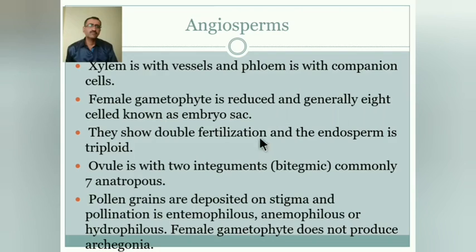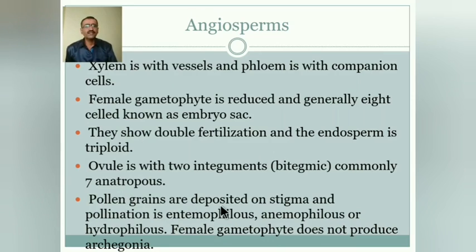Okay, here the female gametophyte is the embryo sac, and it is 8-celled. This shows double fertilization, and the endosperm is triploid. Double fertilization takes place in the angiospermic plant. The ovule has two integuments, bitegmic, and commonly an anatropous type of ovule is present.